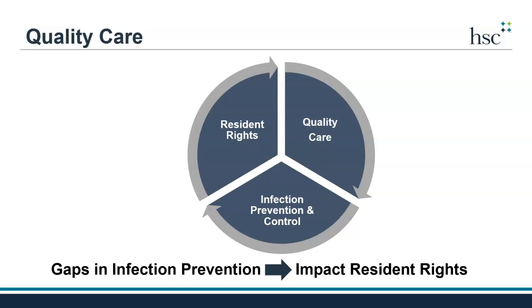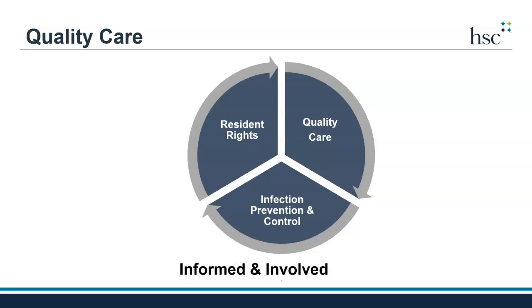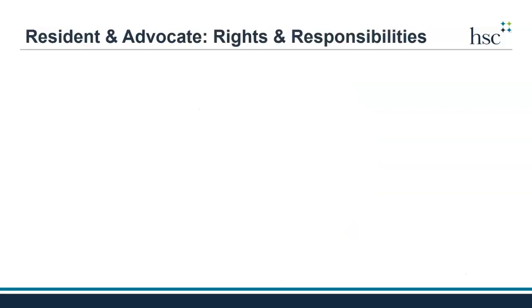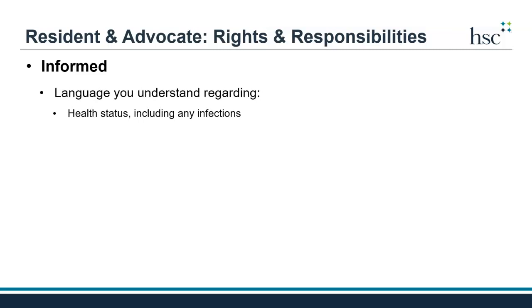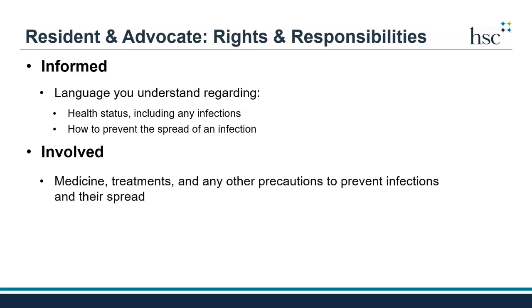When infections are prevented and controlled to deliver high-quality care, two major resident rights are protected: being informed and involved. Being informed includes getting information in a language you understand about an infection you may have and how to prevent spreading the germ to others. Being involved in all decisions that affect your care, such as the medicines you take, any treatments given to you, or any other precautions to prevent the spread of infections.